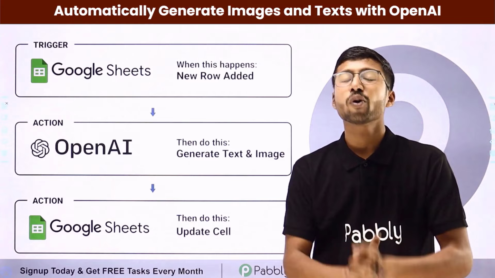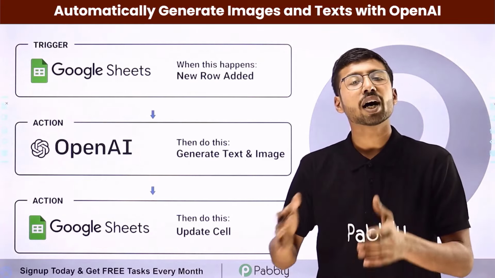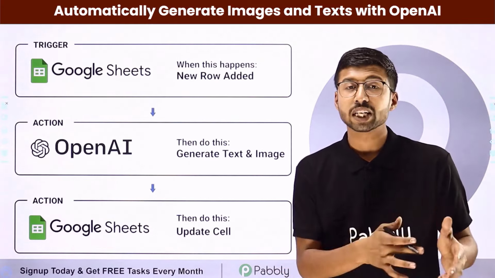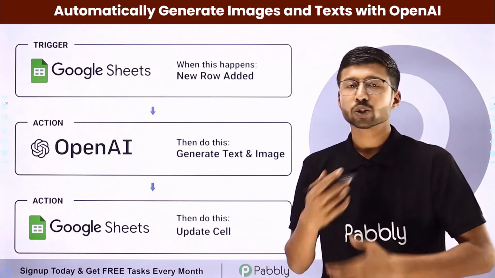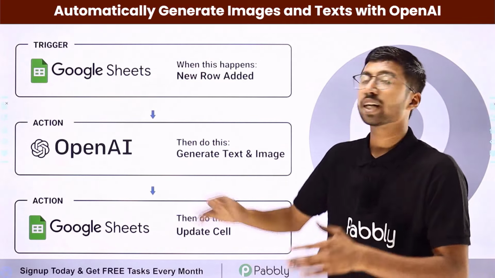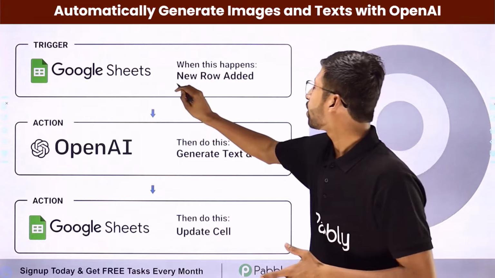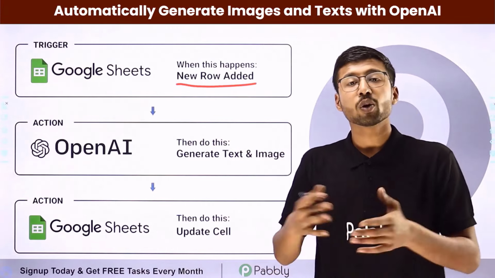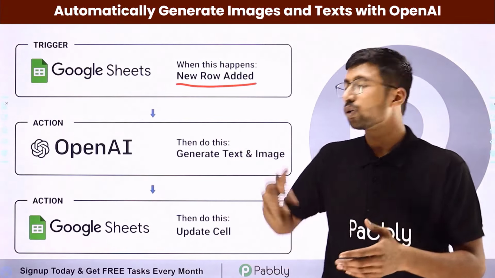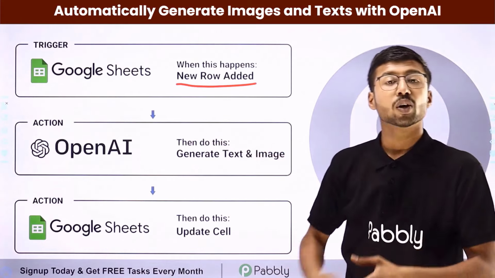So this is an amazing automation using which we are going to use artificial intelligence to generate some text content and also some images. In this automation, we are taking Google Sheet as a trigger application, and in a new row in our Google Sheet, we are adding some new topics, some new text content for which we want to generate the text and images using OpenAI.